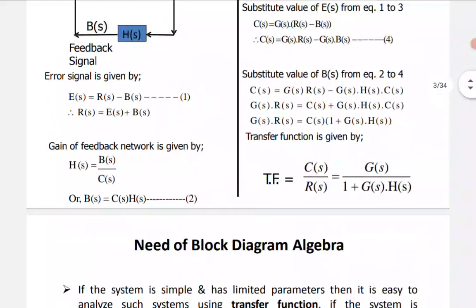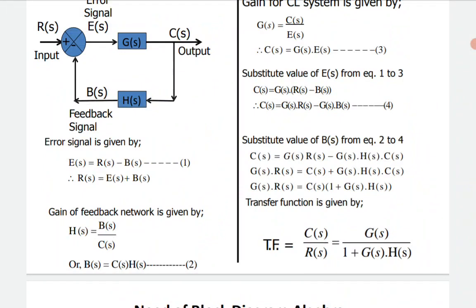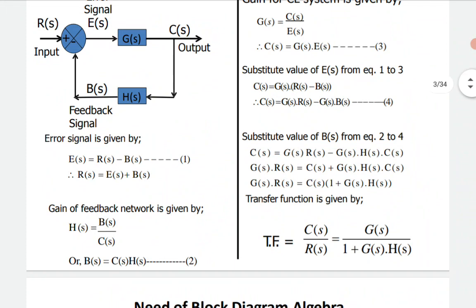Obviously, just look at this diagram, because these blocks are interconnected. If I take the blocks G of s, H of s, they are interconnected in the proper sequence. The summing point is available, which measures the respective error.